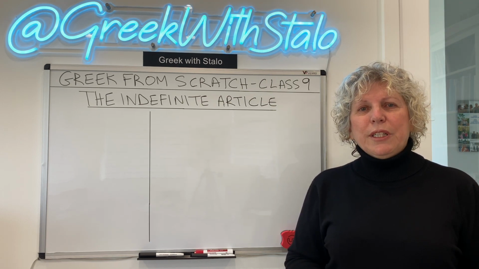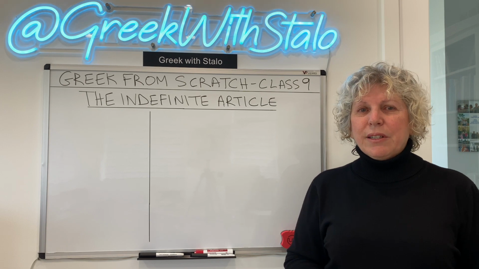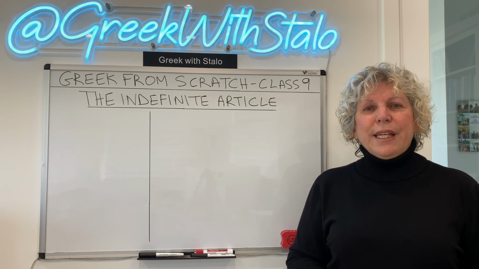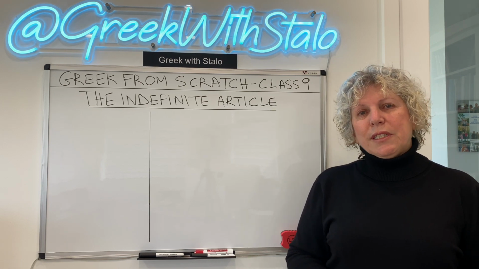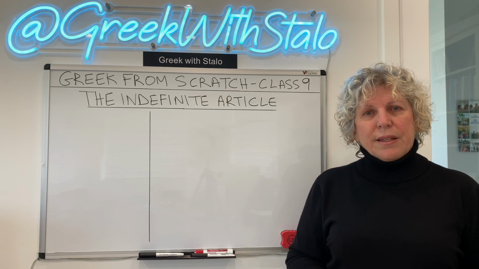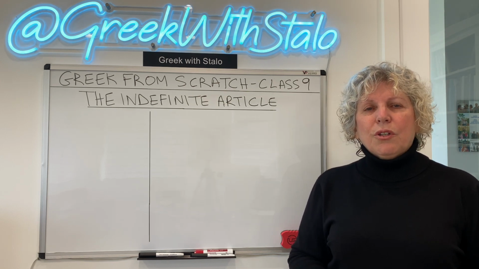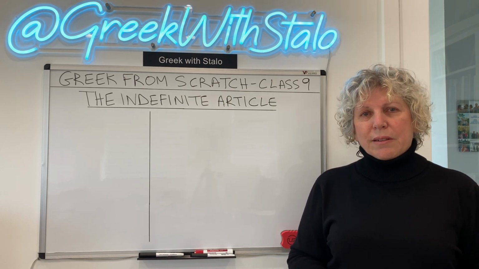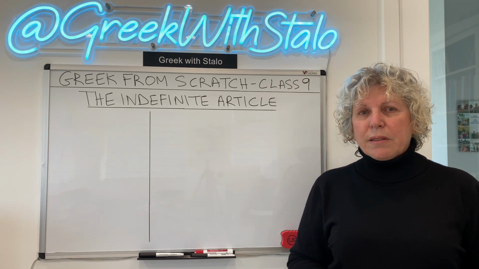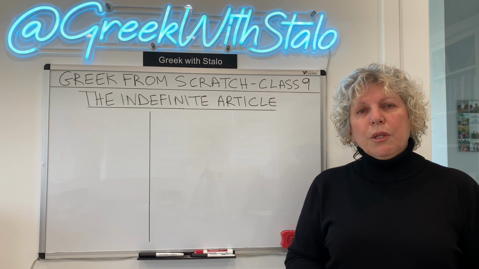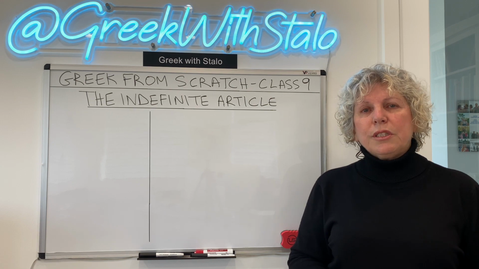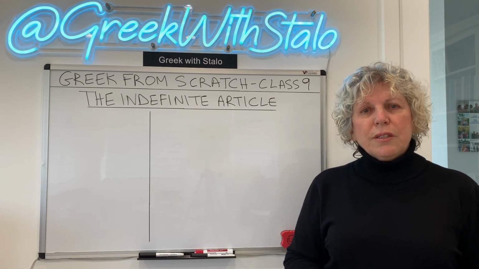Last time we talked about the definite article in Greek, ο, η, το. It's what we translate in English as "the". Today we're going to talk about the indefinite article. The indefinite article is used when we refer to someone or something that is not specific.